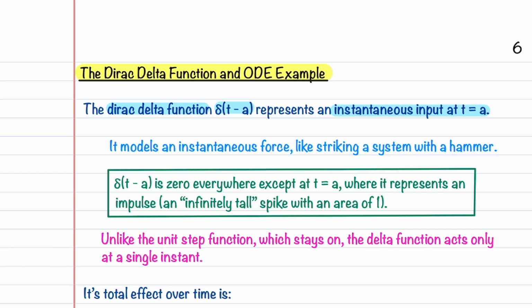Here's the formal definition. Delta of t minus a is 0 everywhere except at t equal to a, where it represents an infinitely tall spike with an area of exactly 1. Unlike the unit step function, which stays on, the delta function acts only at a single instant, and then it's gone.